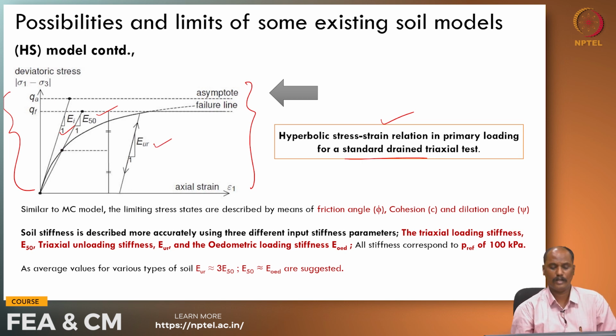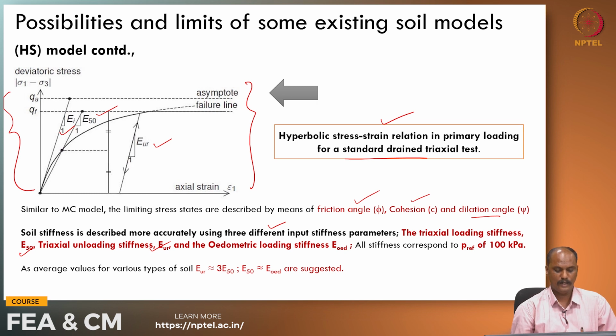So similar to the Mohr-Coulomb type of model, the limiting stress states are described by means of friction angle, cohesion, and the dilation angle psi, and soil stiffness is described more precisely, or I would say relatively accurately, by three different input parameters. Okay, so what are they? The triaxial loading stiffness E50, the triaxial unloading stiffness EUR, where the subscript UR relates to unloading and reloading, and then the oedometer loading stiffness E oed. All these stiffnesses correspond to the reference pressure of 100 kPa.